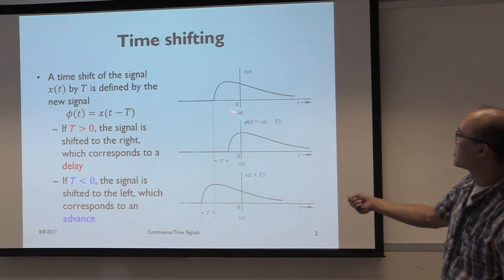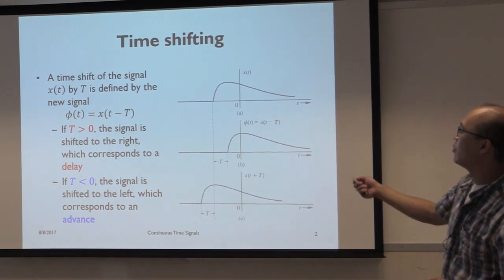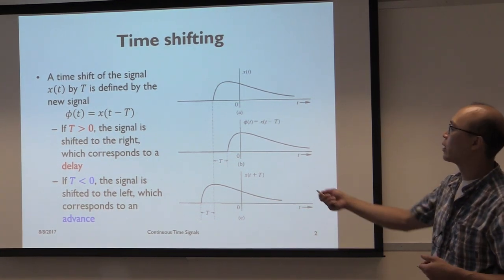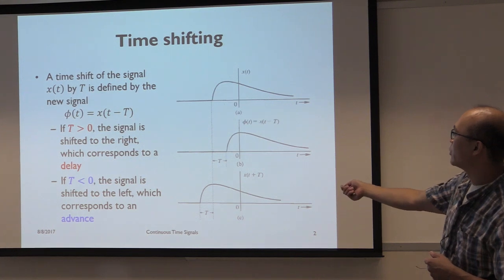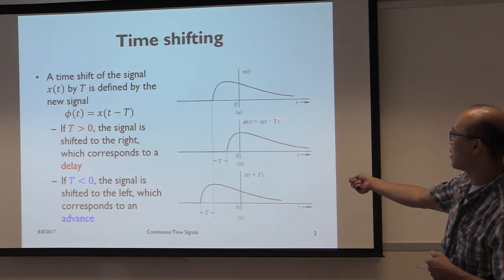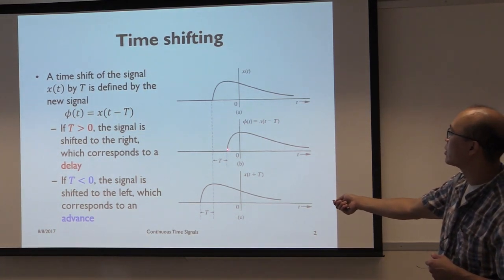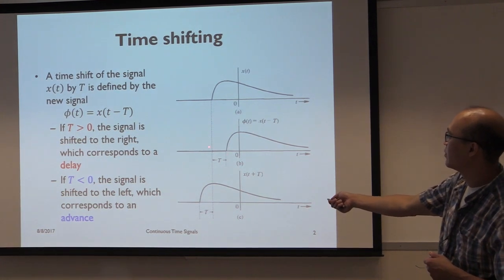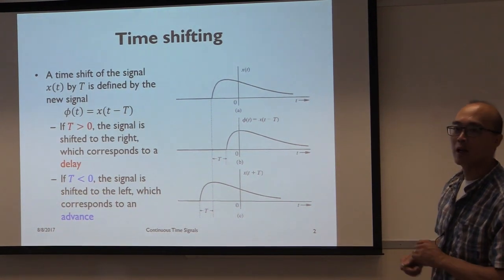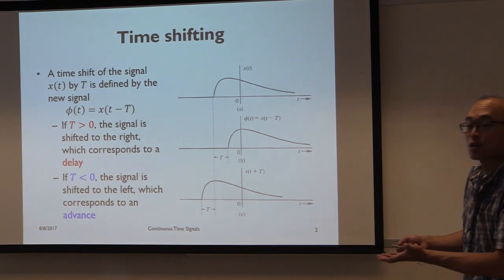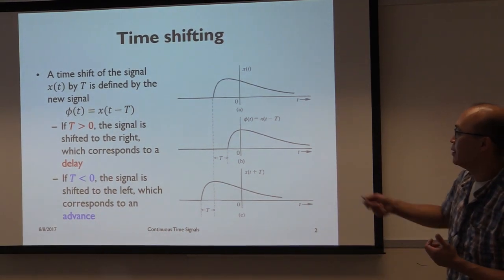So let's say our signal x of t is shown up over here. If we perform a time shift where capital T is positive, then phi of t, our new signal, is x of t minus capital T, and we are going to shift our signal to the right relative to the original signal by this value capital T. So we're actually delaying the start of that signal by capital T.